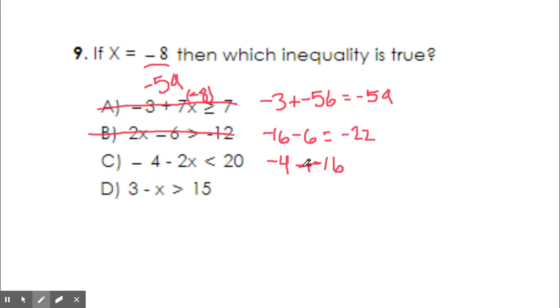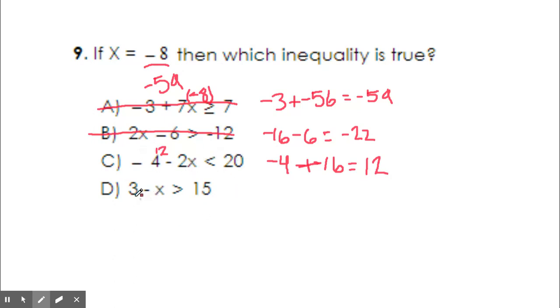Subtracting something has a negative action. Having a negative number is a negative action. So two negatives right next to each other cancel each other out and are a positive statement. So -4 plus 16, which equals 12. I almost said negative. It equals +12. So according to this, they're saying 12 is smaller than 20. Ooh, this one could be the answer because that's true.